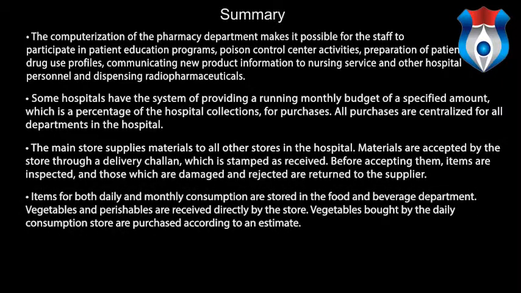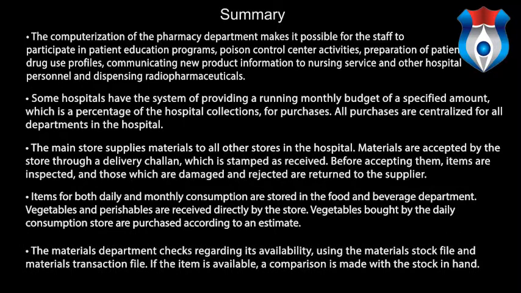Items for both daily and monthly consumption are stored in the food and beverage department. Vegetables and perishables are received directly by the store. Vegetables bought by the daily consumption store are purchased according to an estimate. The materials department checks regarding its availability using the materials stock file and materials transaction file. If the item is available, a comparison is made with the stock in hand.